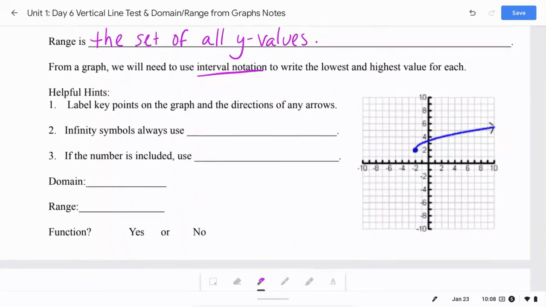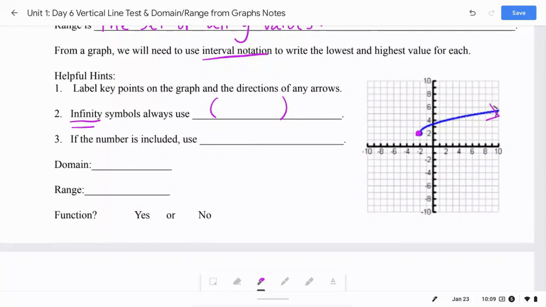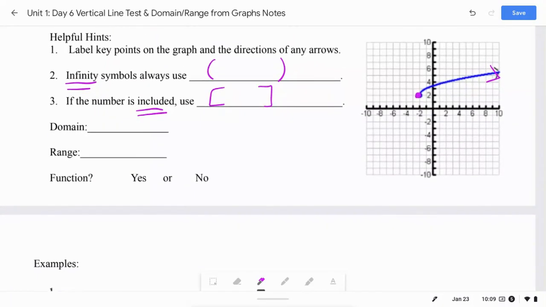So the first thing you're going to do is label any key points on the graph and the direction of any arrows. So I'm going to highlight this key point. It's a starting point of the graph, and then there's an arrow which indicates that this graph is going forever in that direction. If a graph is going forever in a certain direction, we use the infinity symbols, and for infinity symbols in interval notation, you always use parentheses. If the graph stops or starts at a certain point, that number would be included in the domain and range, and we would use brackets for starting or ending numbers.